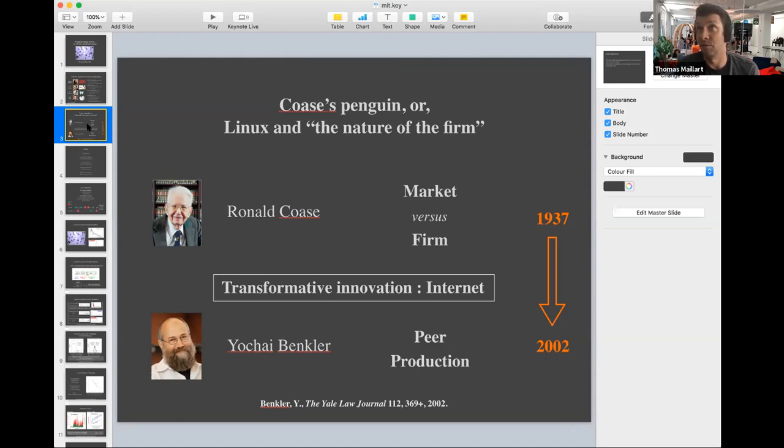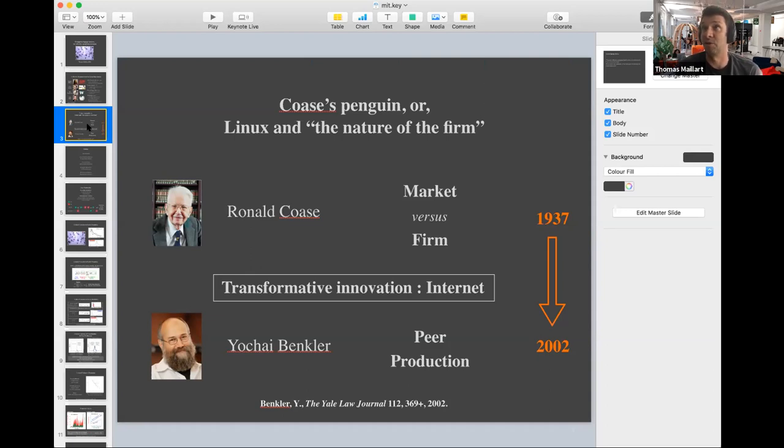So basically, a market is something totally horizontal, where people can just go buy and sell goods or services. And a firm is something more verticalized that comes from contract theory. The idea is that if you need a resource a repeated number of times, you're better off contracting only once with a supplier and then getting this person to work for you. That's the way firms emerge. And Benkler says, no.